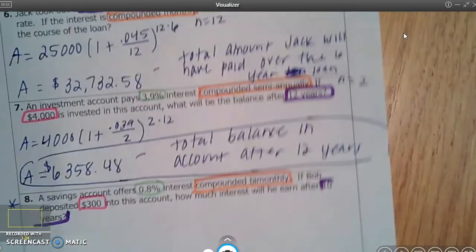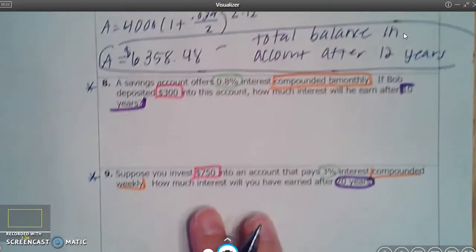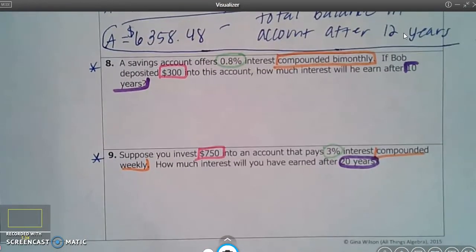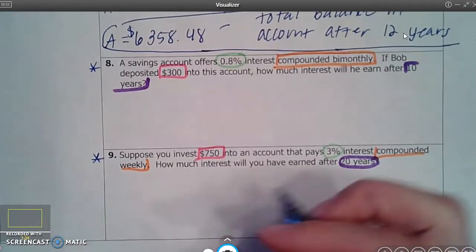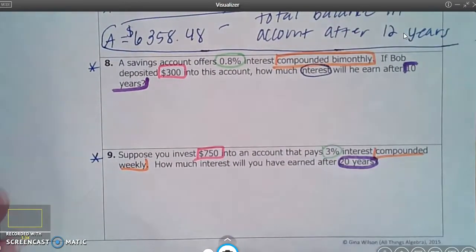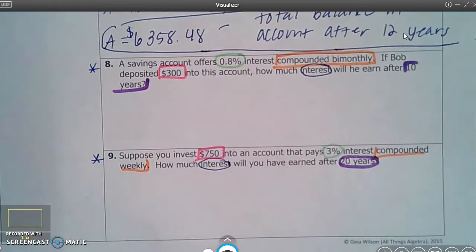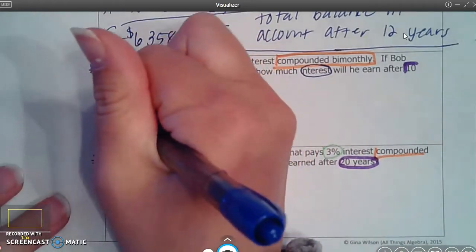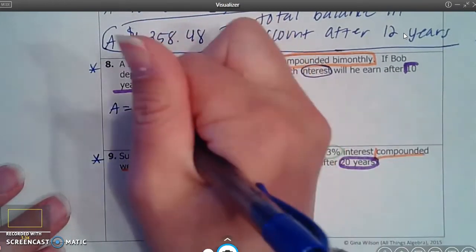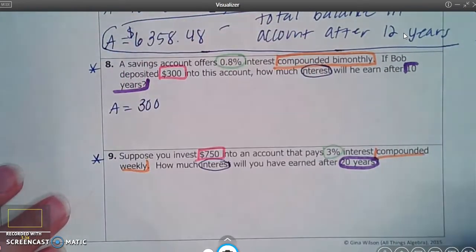All right, so last but not least, I put stars by numbers 8 and 9 because they're slightly different from the previous ones because they want to know how much interest was paid on these accounts. So I don't care what the total amount was versus the initial amount. I wanted to know how much extra money I paid in the meantime while trying to pay off this amount of whatever it is. So your initial setup will be the same in terms of, I originally deposited $300.